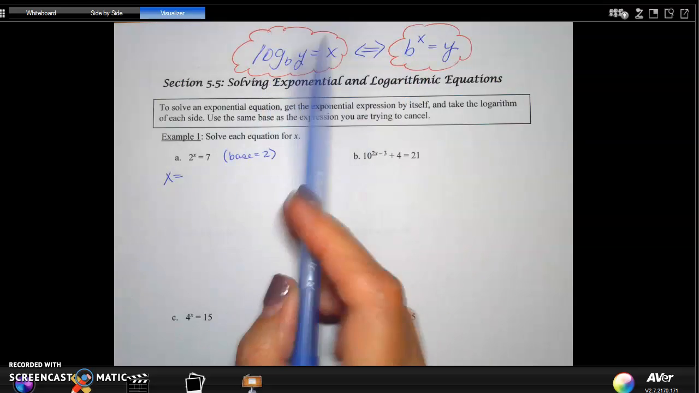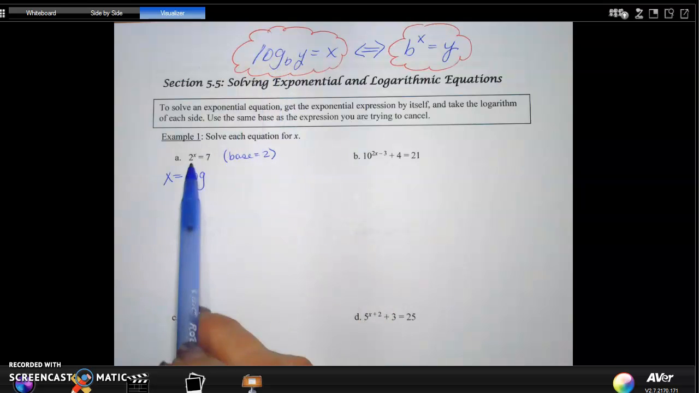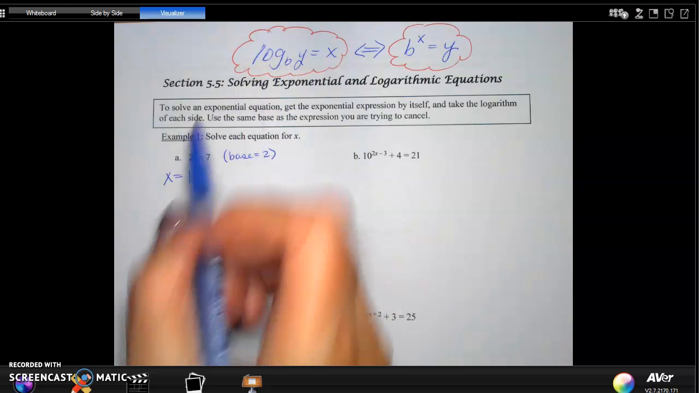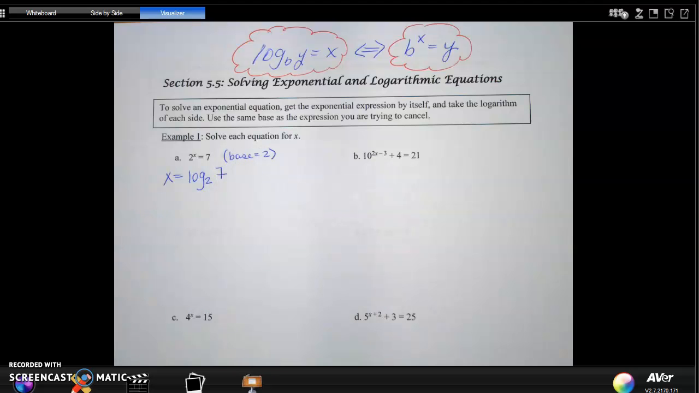And then on the right, you're going to write log base b. Well, what is the base? We decided the base was 2 because that's what's sitting there. And then the 7 is the number on the other side. So that's just what we were practicing before. So now you really are almost done with this problem.